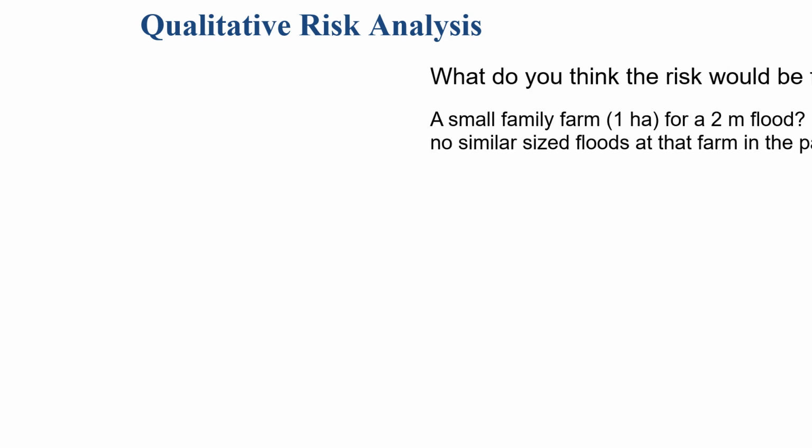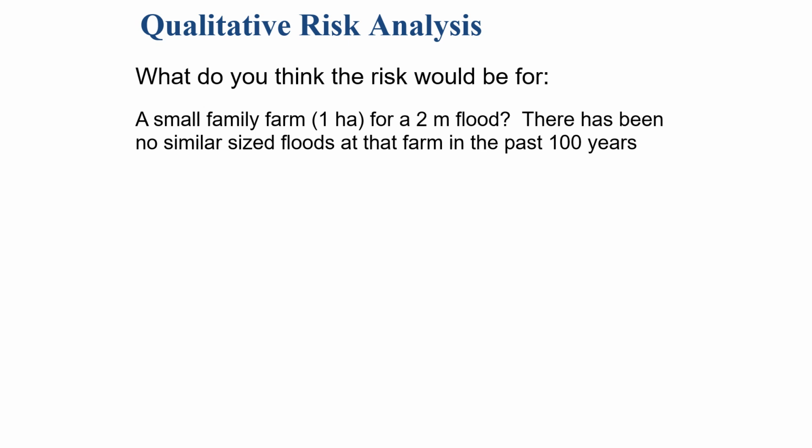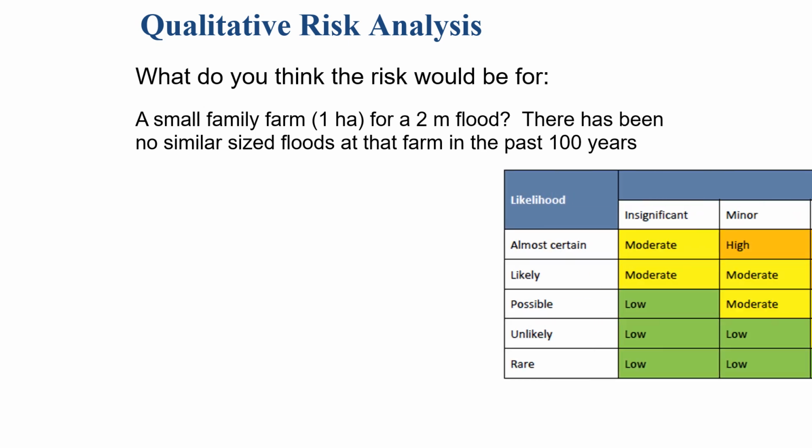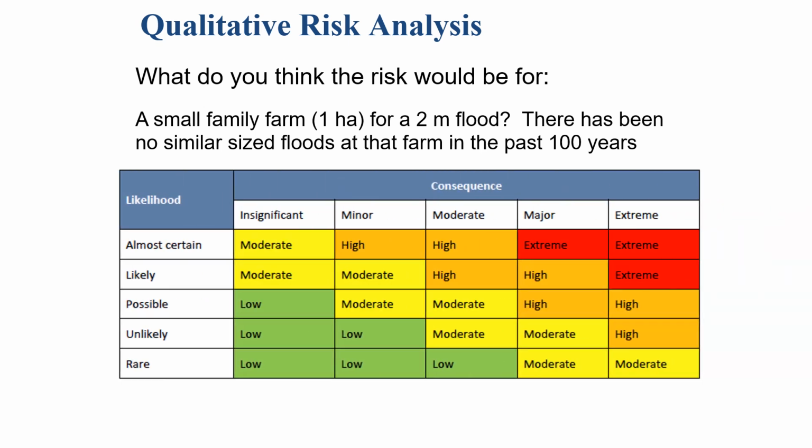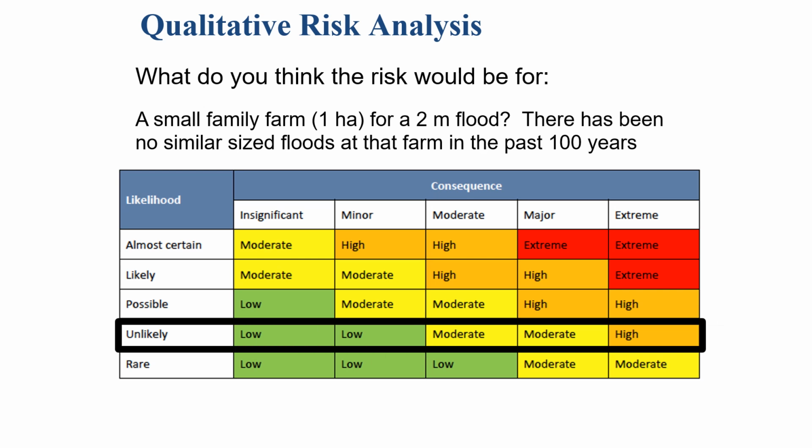Using the same example, let's do a qualitative risk analysis for a potential 2-meter flood at the same farm. The key consideration here is that there have been no similar-sized floods recorded at this farm over the past 100 years, so we need to evaluate both the likelihood and consequence of such an event. Given that no 2-meter floods have occurred in the past century, we can categorize the likelihood of this event as unlikely. However, even though it's unlikely, we must consider the potential consequences of such a significant flood.